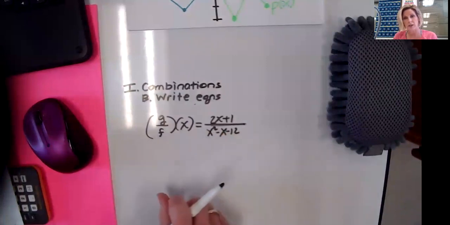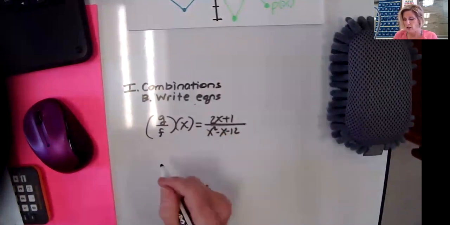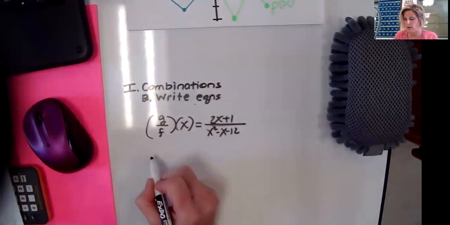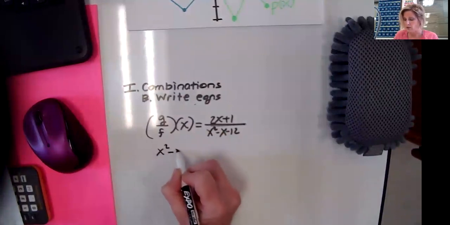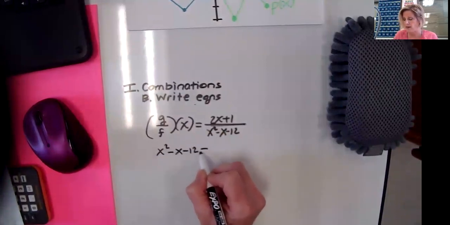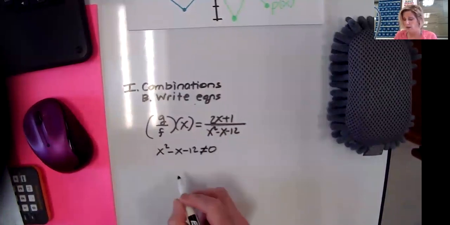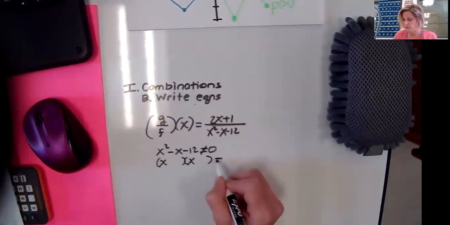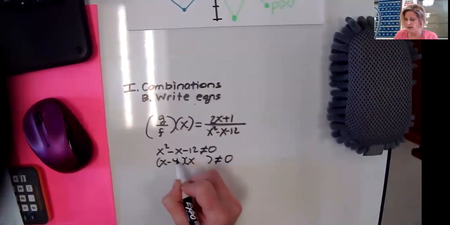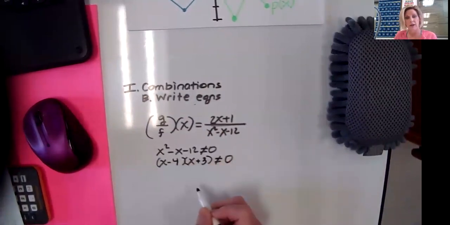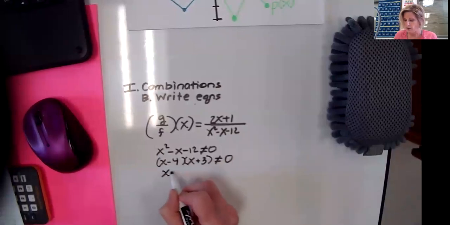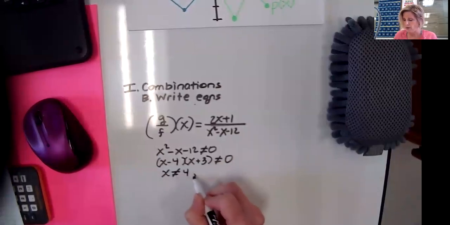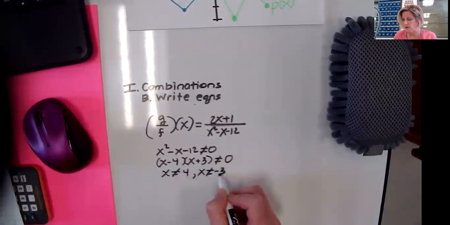But if I said, what's the domain of the rational function? You need to say, wait a minute, the bottom cannot be 0. So x squared minus x minus 12 cannot be 0. So if I factor that, I'm going to have x minus 4 and x plus 3 cannot be 0. So x cannot be 4 and x cannot be negative 3.